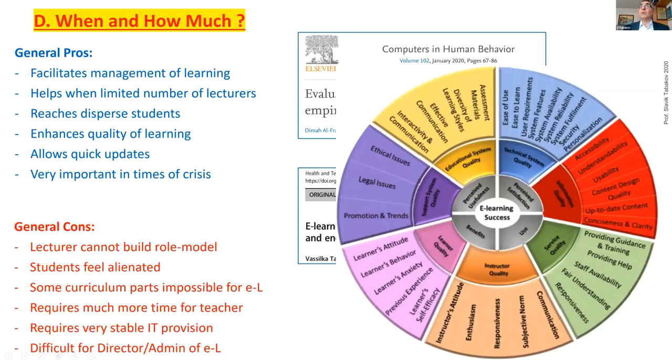The general cons will show us when we shall not do e-learning. First of all, during e-learning, the lecturer cannot build the role model. It is not just delivering of the lecture. The student would like to see in his lecturer a model which he will follow later on in his professional life. Very often students feel alienated. They're alone in their own small room, probably just with an internet link and chat room, and that's it. So we have to try to find a way to break this alienation. Also, some curriculums are not possible to be done by e-learning, and I shall speak about this later on.